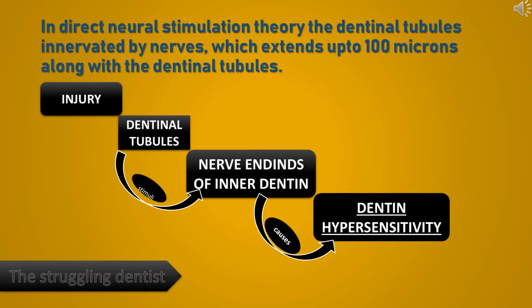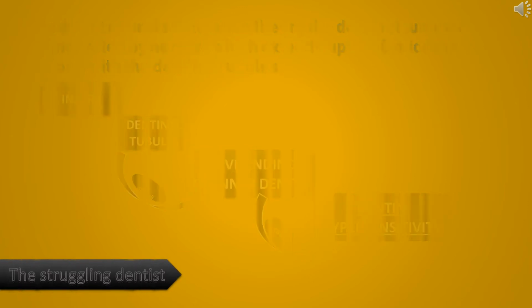According to this theory, whenever there is injury to these dentinal tubules, the stimuli reach the nerve endings and the stimulated nerve causes dentin hypersensitivity. Exactly what happens in this theory? Dentin hypersensitivity occurs due to the direct stimulation of nerve fibers present in the dentin, which extend up to 100 micron along with dentinal tubules.